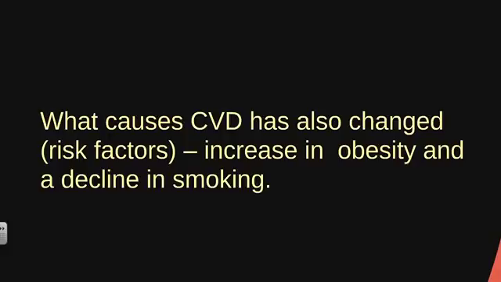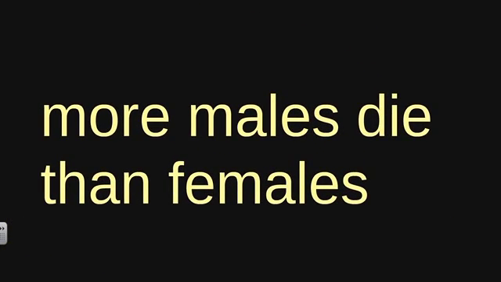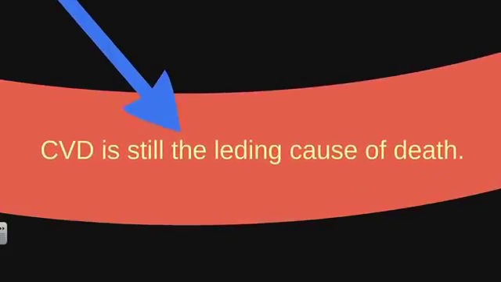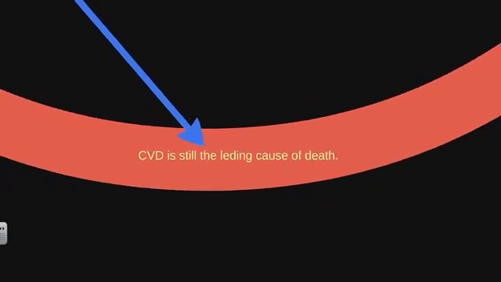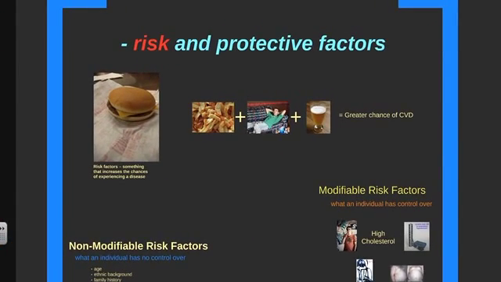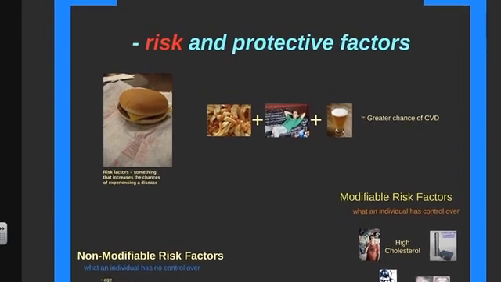Some of the risk factors have also changed in this country, so there's been an increase in obesity rates, but also a decline in smoking. So with obesity, that's obviously increased the rates of cardiovascular disease in this country, but the decline in smoking has led to decreases in CVD. More males die than females from CVD in this country. It's still the #1 cause of death in this country, but the gap is closing, with cancer now a very close second. Risk and protective factors is the next of the dot points.